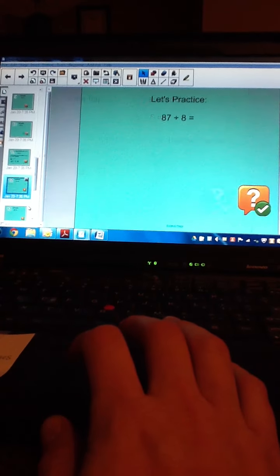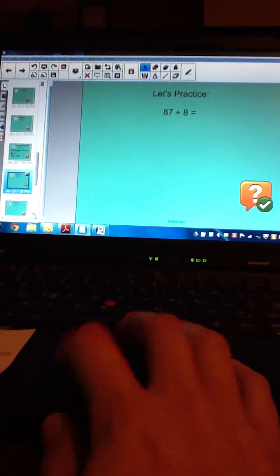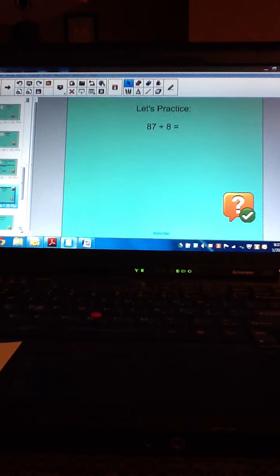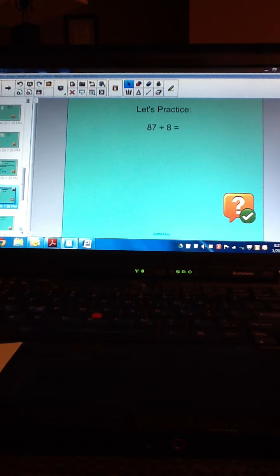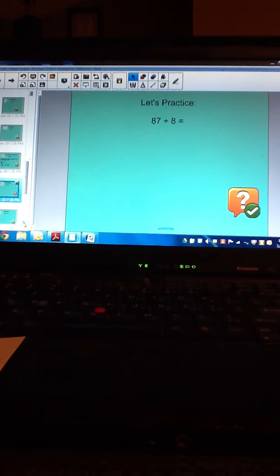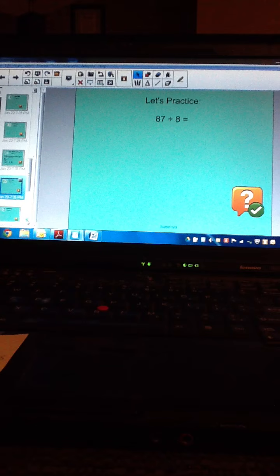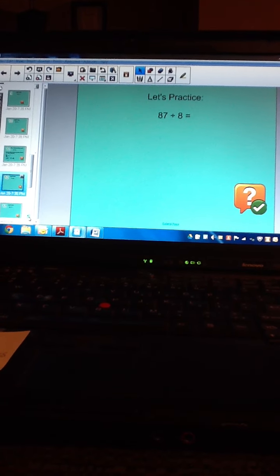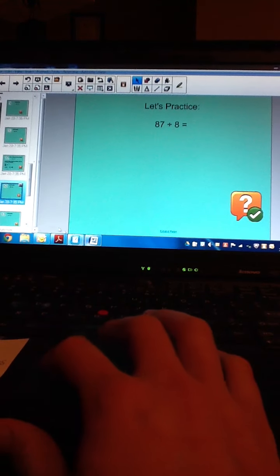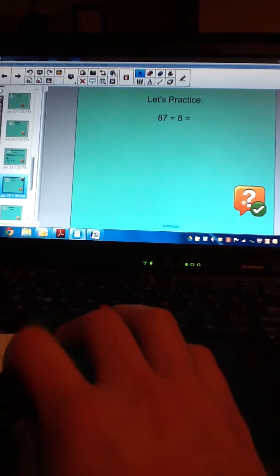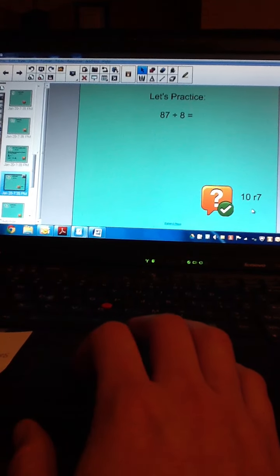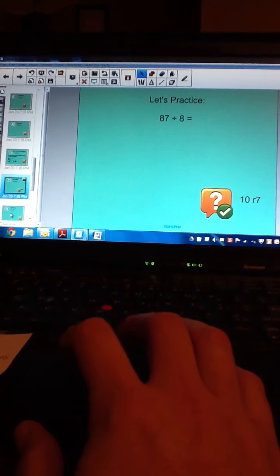Try this one. This one does not divide evenly. So I want you to use one of the strategies to see if you can figure out 87 divided by 8. Would the standard algorithm also be a strategy? Absolutely. So if you want to use the standard algorithm, that is okay too. Pause the video and try that one. Hopefully you said 87 divided by 8 would be 10 with a remainder of 7.